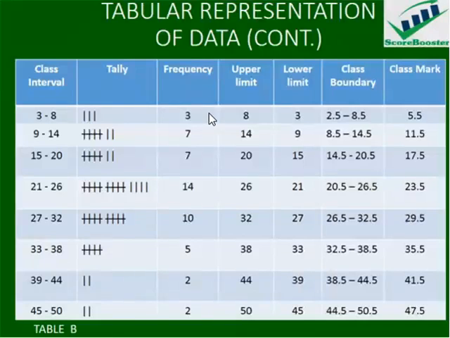You can see they are just 3. So draw the tally as you have explained earlier. 1, 2, 3. Here the upper class limit, as explained earlier, is 8. Lower class limit is 3.